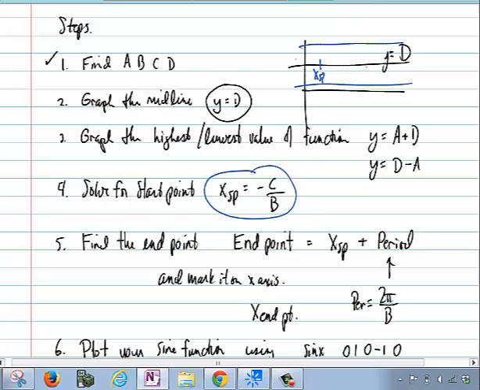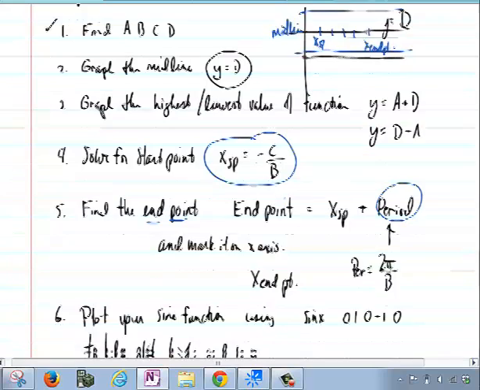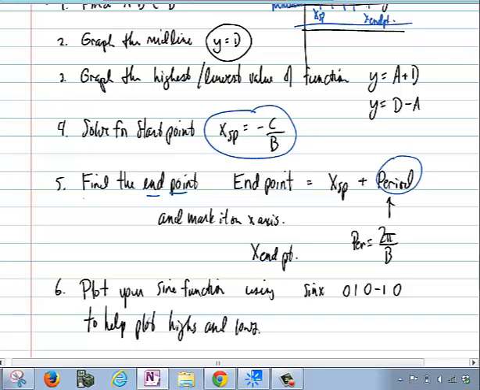When we label that on the midline, we find the end point by calculating the period and adding that to the starting point. So we find our end point. We mark that on the midline. Then we use our grid and we divide it up into 4 equal increments, and we then draw our function.